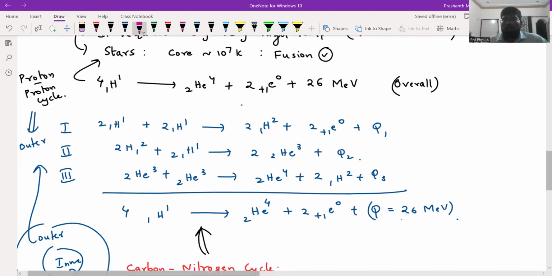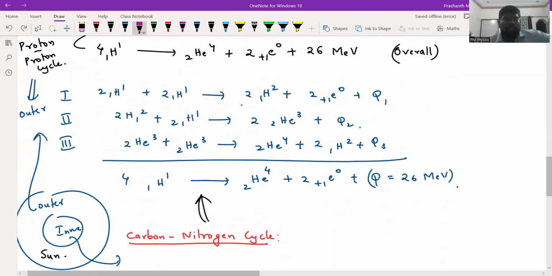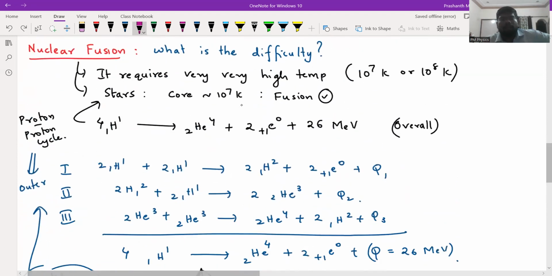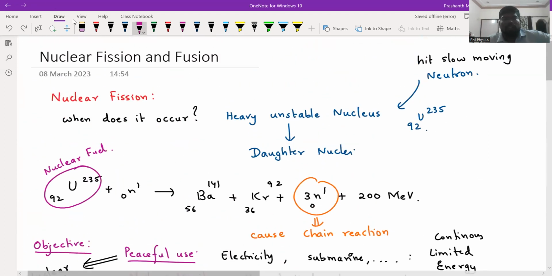Finally, around 26 or 22.6 MeV. This small difference is there. Two cycles will go on. The proton-proton cycle is there and also the carbon-nitrogen cycle is there. We'll see this theoretical part. It's not that important, just because we have to see the things.